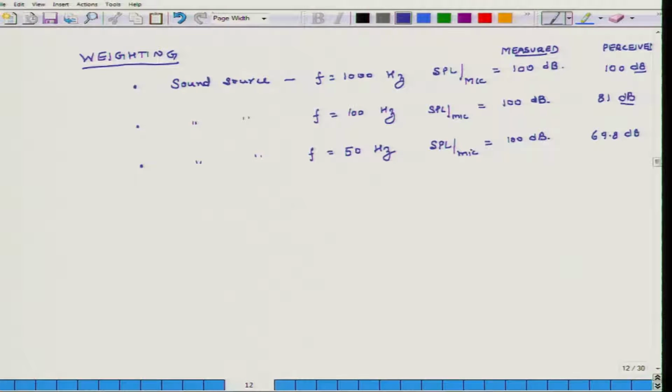So, his ear sensitivity to 50 hertz is less than that to 100 hertz and even lesser than to 1000 hertz. His sensitivity is going down from 1000 hertz downwards. And we do a fourth experiment, and here f equals 20 hertz. Our microphone says that the sound pressure level is 100 decibels, and the perceived sound pressure level is further less, 49.6 dB.